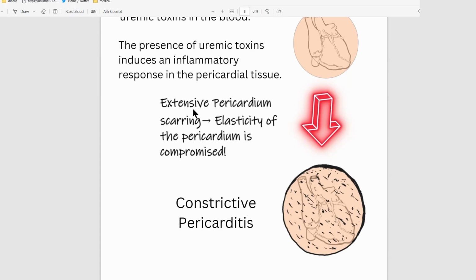Okay, so let's go the other route. What happens when you have an extensive swelling of that pericardium? It just swells up. Well, then you'll have cardiac tamponade, right? So keep that in mind. You'll see, I'll bring that up as well.